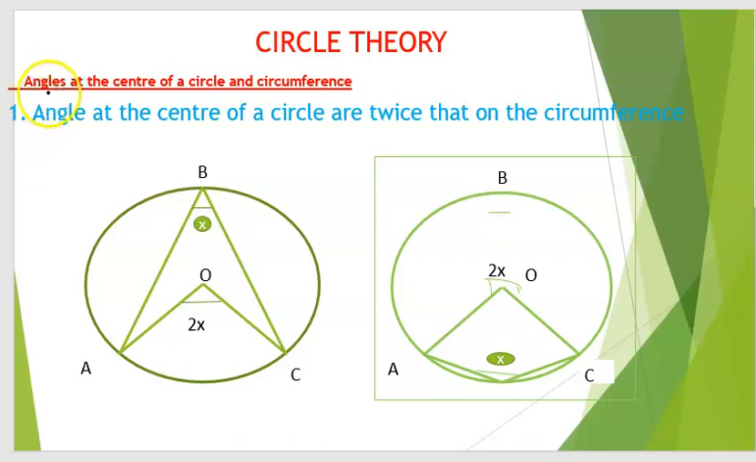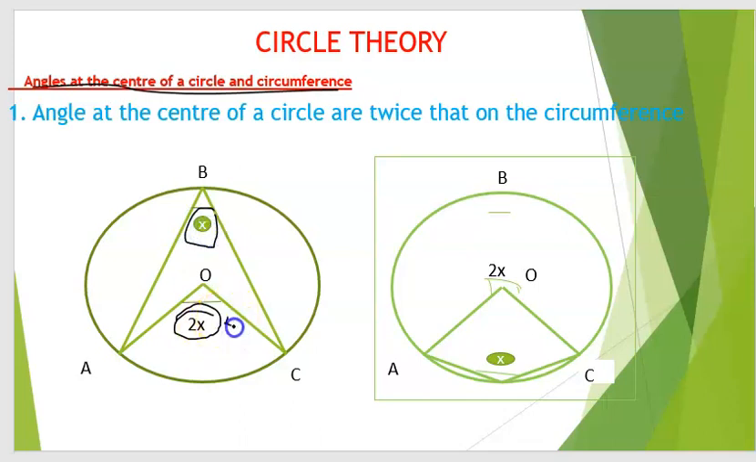The first one I want us to look at is the angle at the center of a circle and the circumference. That is the angle at the center of a circle and the circumference. So always, the angle at the center of the circle is usually twice that on the circumference. For example, on the first circle, the angle at the center here is twice that of the circumference here.